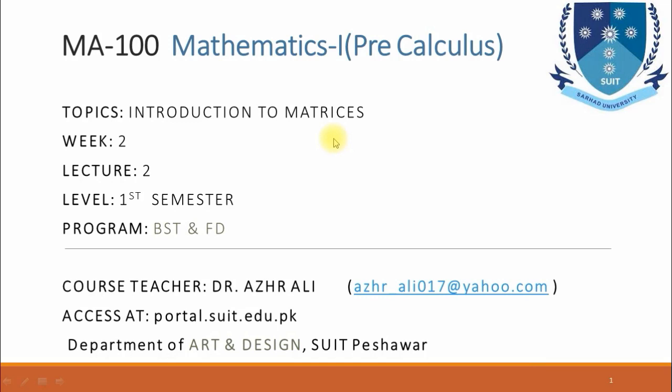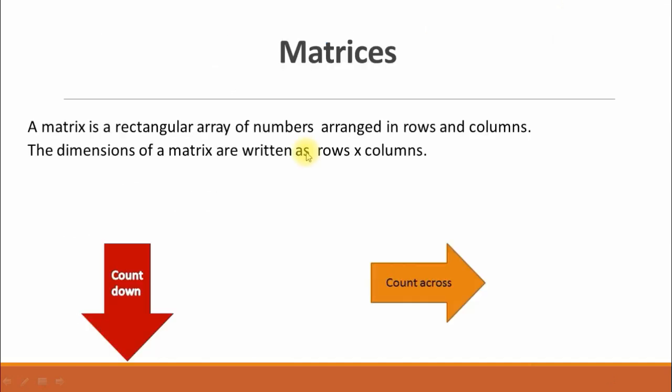Dear students, today we are going to learn about matrices, and this is the second lecture of the second week for the course Mathematics 1. So now, what is a matrix? A matrix is a rectangular array of numbers arranged in rows and columns. The dimensions of a matrix are written as rows by columns, and we count rows in the downward direction and columns in the cross direction.